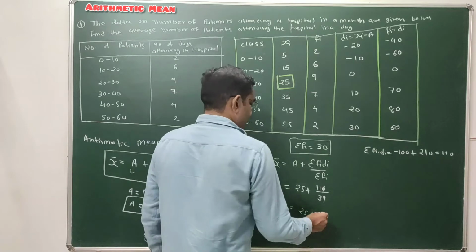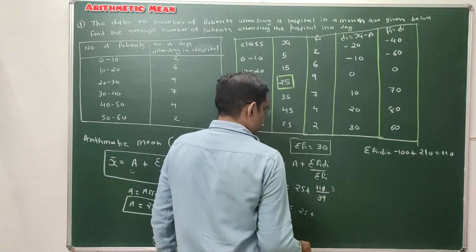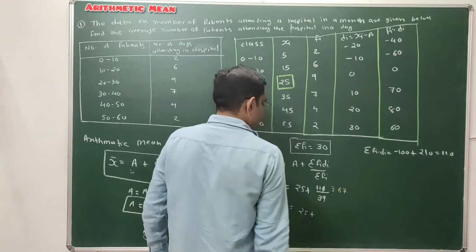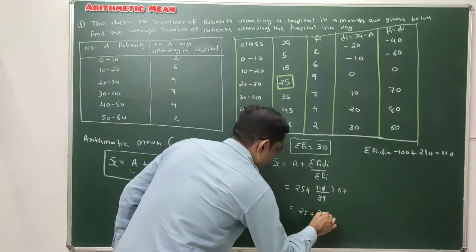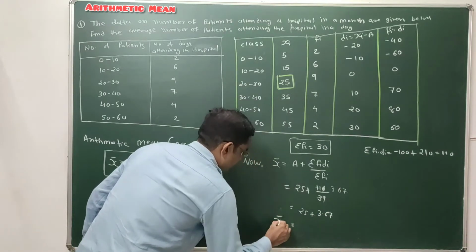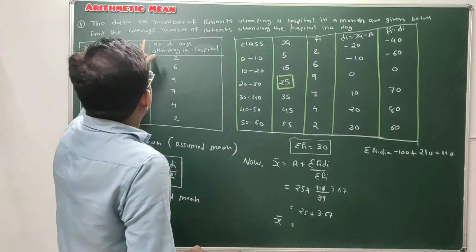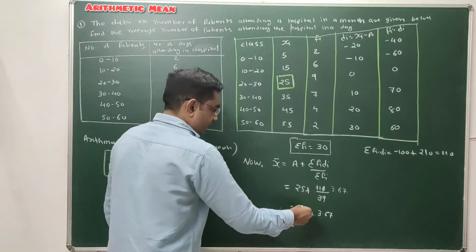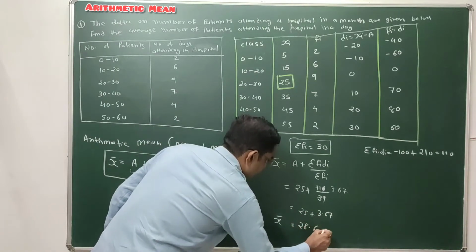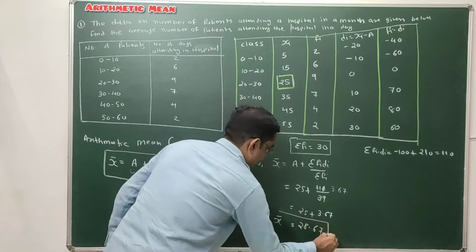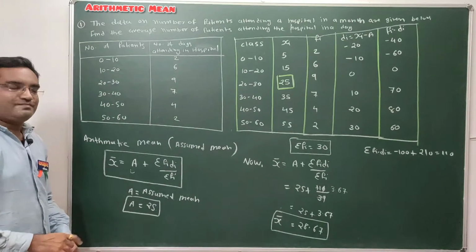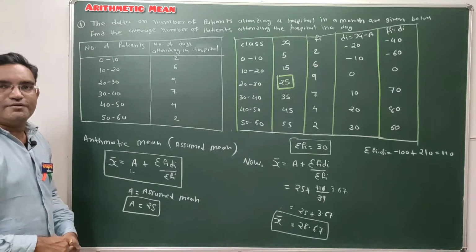25 plus 11 by 3, how much will it be? 3 3 is 9, 2 3 6 18, 3 6 18, 3.67. It's 3.67. So our assumed mean, or you can say the average number of patients attending the hospital in a day, is 25 plus 3, 28 plus 67. 28.67 is the answer. Clear, students? Pause the video and note it down.